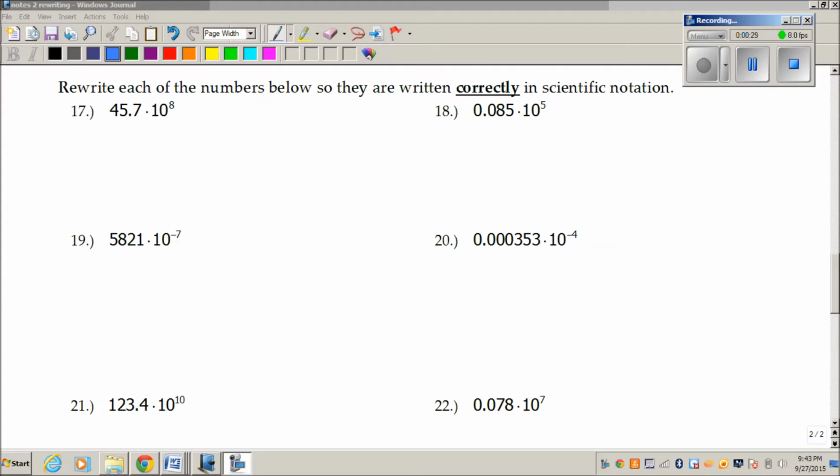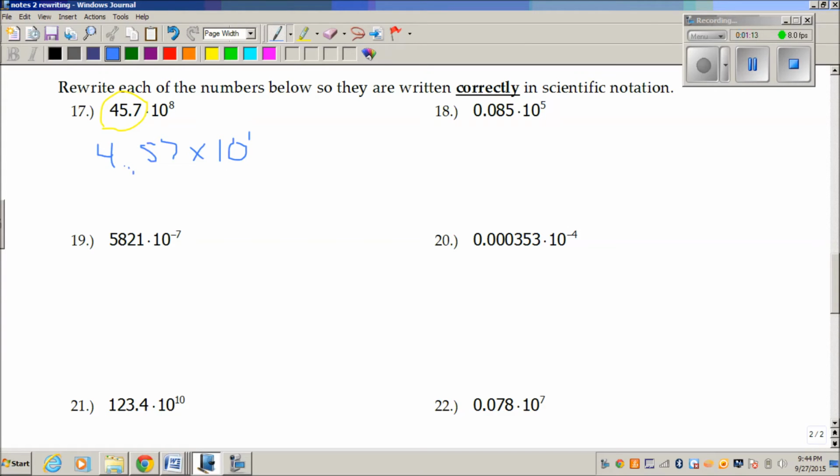For example, let's take a look at 17. It says 45.7 times 10 to the 8th. The 45.7 is far too big. It's supposed to be less than 10. Okay? The decimal is supposed to be after the 4. So for the moment, let's just ignore the 10 to the 8th and just focus on the 45.7. If this were the only number I had, and I had to write 45.7 in scientific notation, I would just write 4.57 times 10 to the first, because I had to move the decimal just one place value to put it right after the 4.